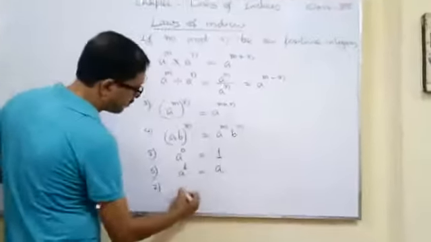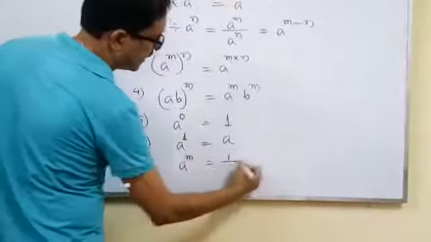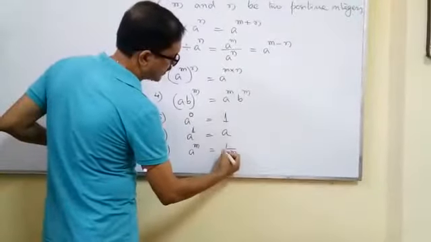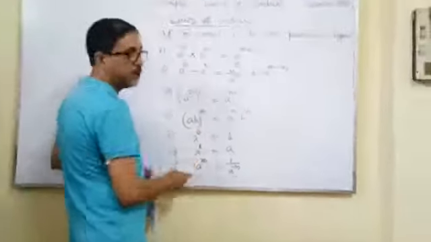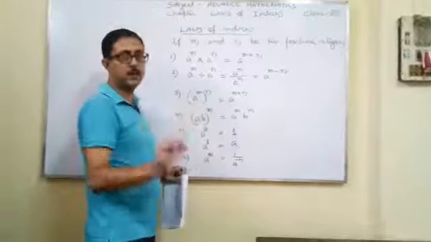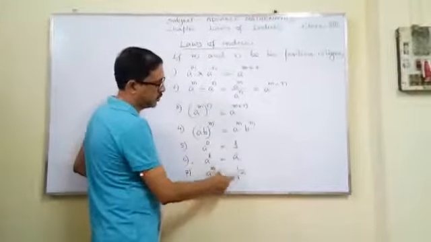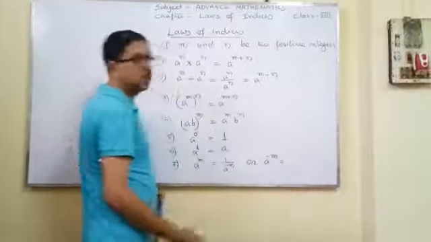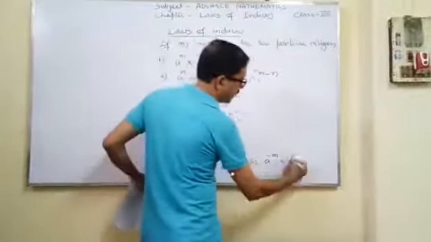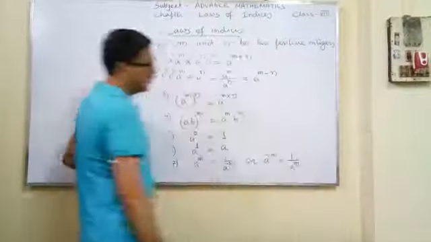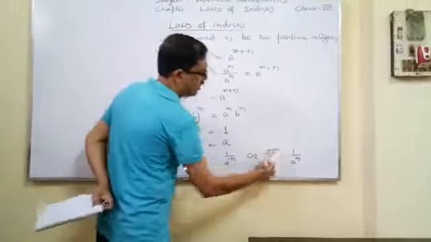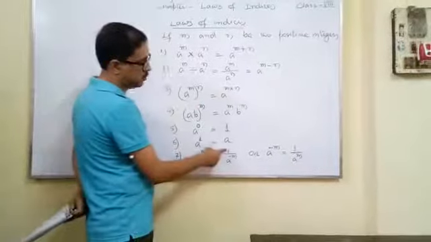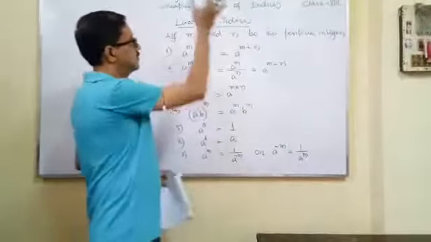If it is a to the power m, then you can write this as 1 by a to the power minus m. For the necessity of solving problems, a to the power m can be written as 1 by a to the power minus m. Or if it is a to the power minus m, then for solving problems we can write this as 1 by a to the power m. So if the power is negative, then it is the reciprocal, 1 by a to the power m. If the power is positive, for the necessity of the problems, we may write this as 1 by a to the power minus m. So these are the laws of indices.